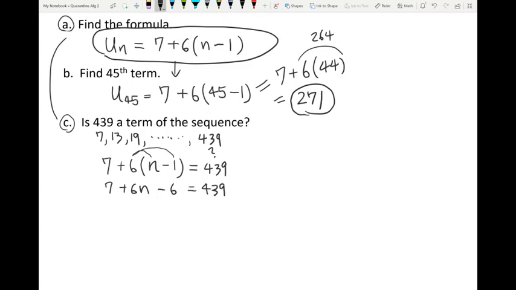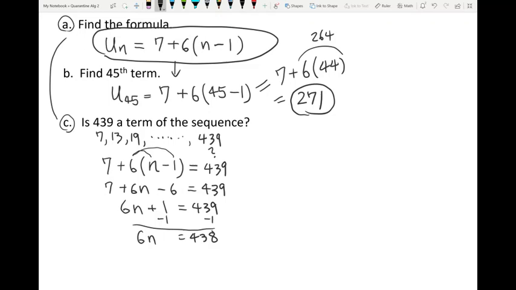Now what do we do next? Now 7 and 6 are on the same side of the equation, so let's simplify that. So we have 7 minus 6, that's going to be positive 1, plus 6n equals 439. What do we do next? Subtract 1. We have 6n equals 438.